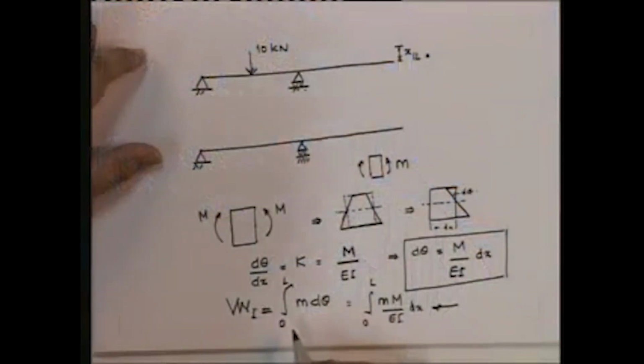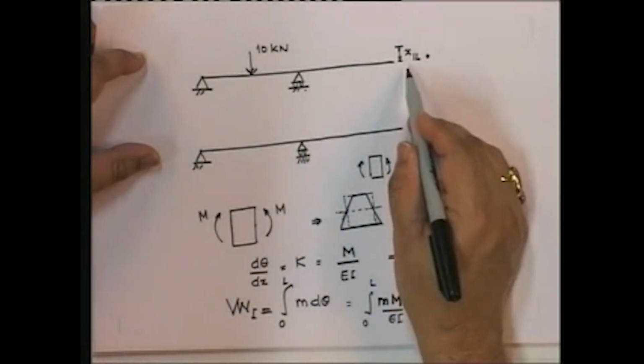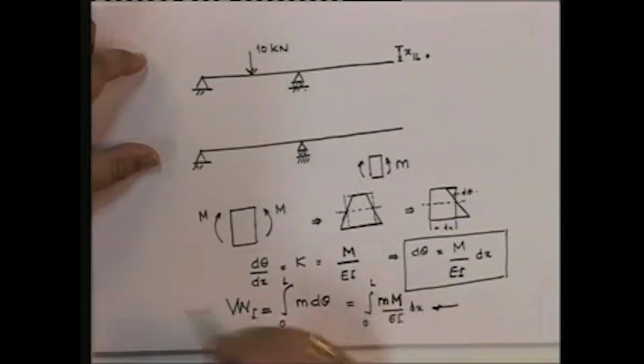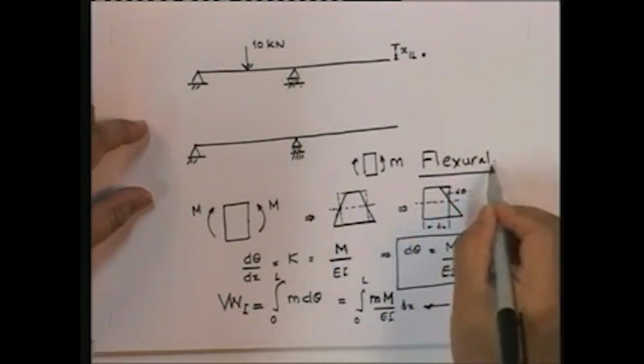So if we do that, what do we have to do then? If we are using the virtual force principle, we find out the bending moment due to the actual load. We find out the bending moment due to the virtual force applied corresponding to the displacement that you are interested in finding, and then integrate it over the whole length. That will give you the work done, and that you can equate to whatever external work you need to do. This is due to flexural deformations only, and in a beam we only consider flexural deformations. It's fundamental.